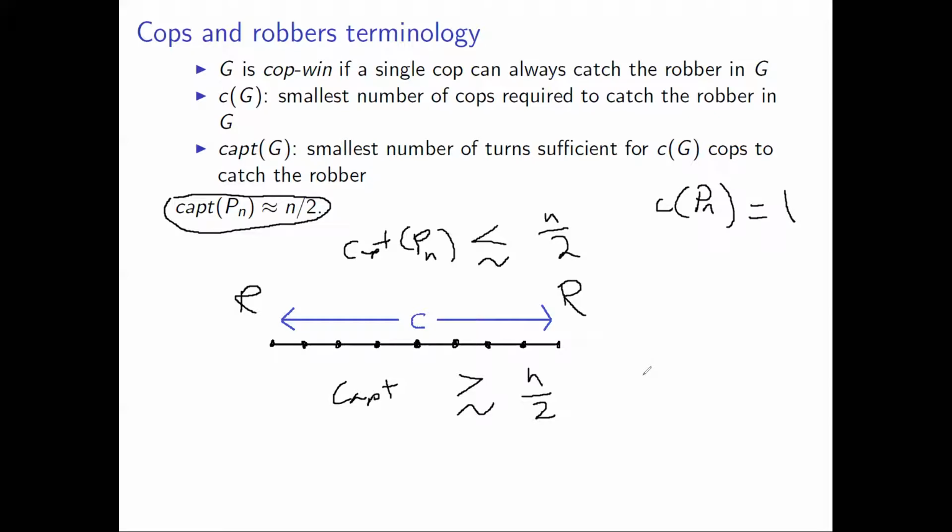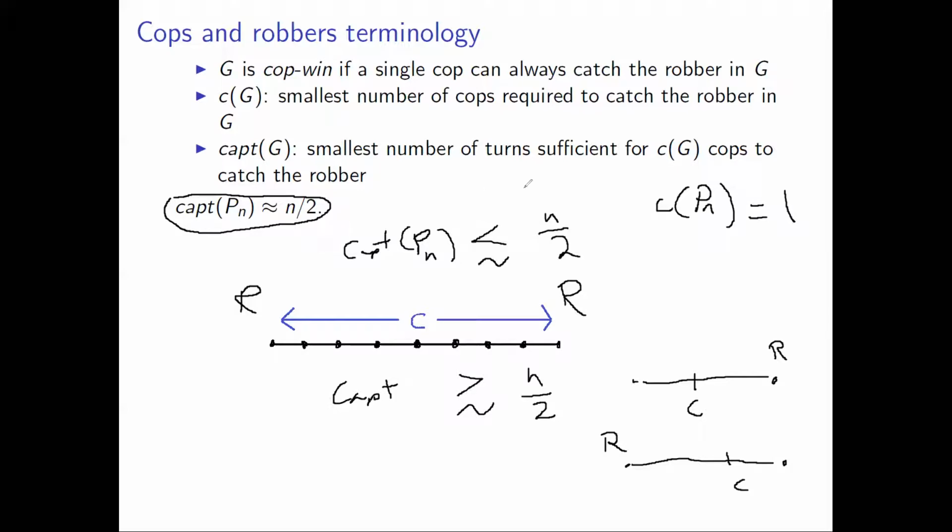wherever the cop does place himself, so we have some path here, the cop places himself somewhere on the path. If they place himself closer to the left side, then the robber will go to the right side. And if the cop places himself closer to the right side, then the robber will go all the way to the left. And we can see that the cop will take at least n/2 turns to reach the robber if the robber just stays put at wherever they started. So that's why the capture time is approximately n/2 for the path.